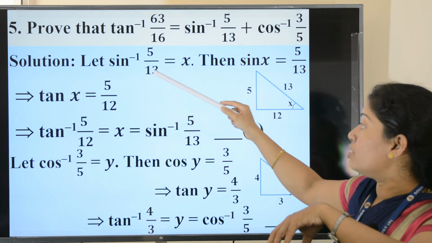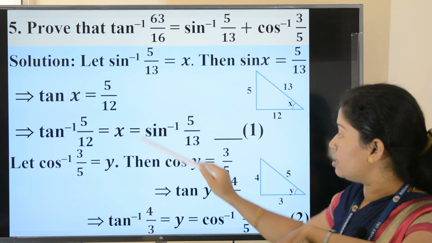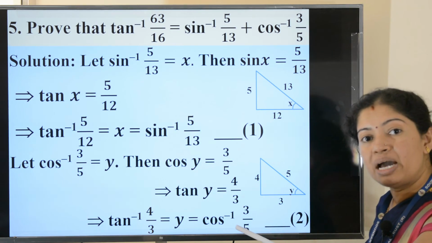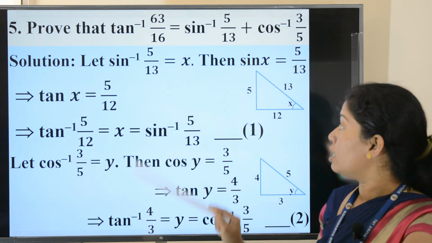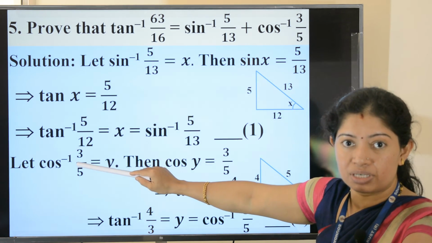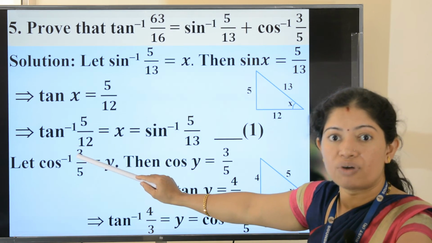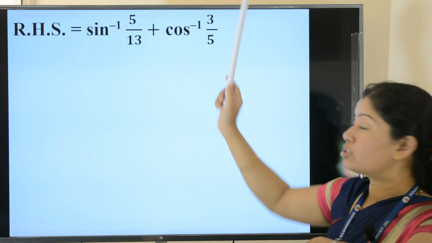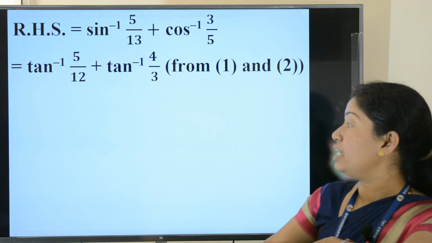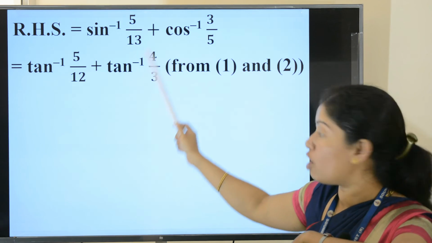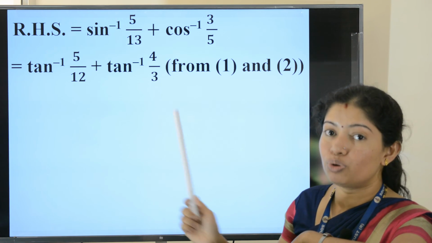So what we did? Sin inverse of 5 by 13 became tan inverse of 5 by 12, and cos inverse of 3 by 5 became tan inverse of 4 by 3. Now let us consider the right hand side of this equation. Replace this sin inverse in terms of tan inverse. Instead of sin inverse of 5 by 13, you write tan inverse of 5 by 12, and cos inverse of 3 by 5 changes to tan inverse of 4 by 3. So let us consider the right hand side, that is sin inverse of 5 by 13 plus cos inverse of 3 by 5. Now you replace. Sin inverse is replaced by tan inverse of 5 by 12 and cos inverse of 3 by 5 is replaced by tan inverse of 4 by 3, from equation number 1 and equation number 2, which we saw in our previous slide.